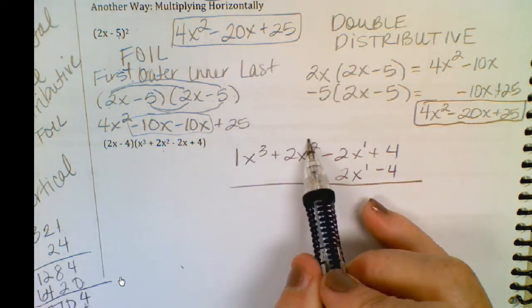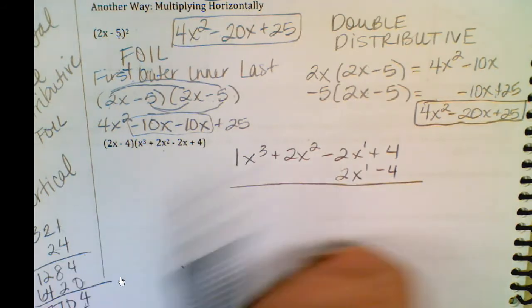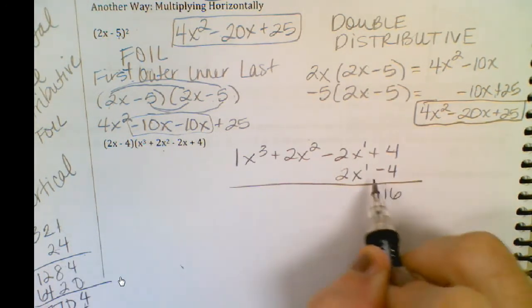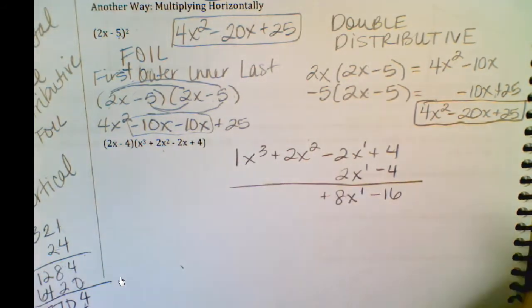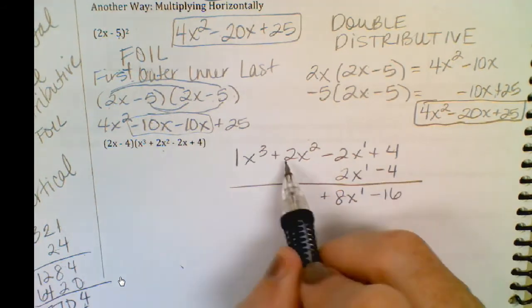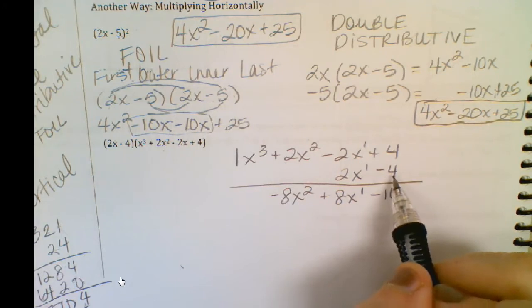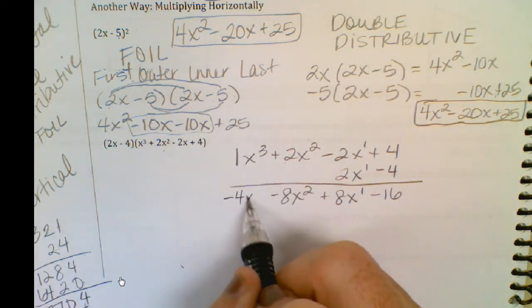If you get confused, you get lost, think, what would I do over here? If I just took all of the variables out, how would I handle it? You're going to do it the same way. So negative 4 times positive 4 is negative 16. Negative 4 times negative 2x would be positive 8x to the first. Negative 4 times 2x squared would be negative 8x squared. And negative 4 times 1x cubed would be negative 4x cubed.